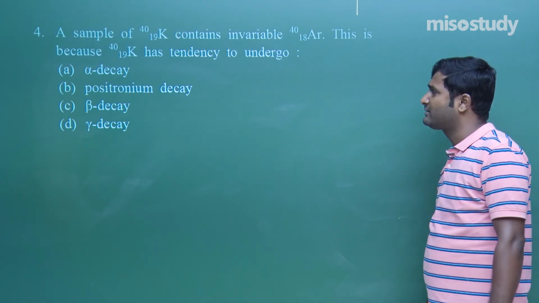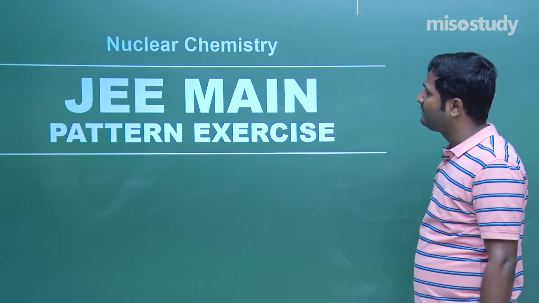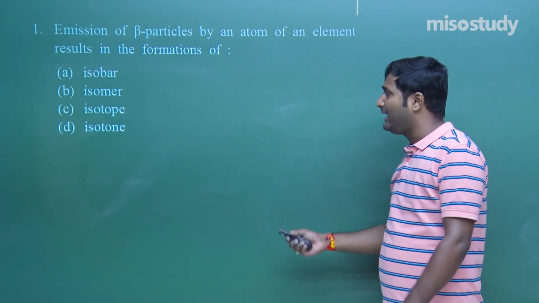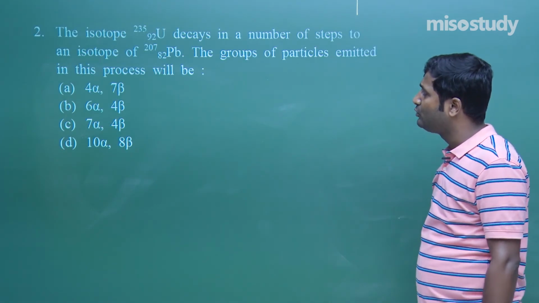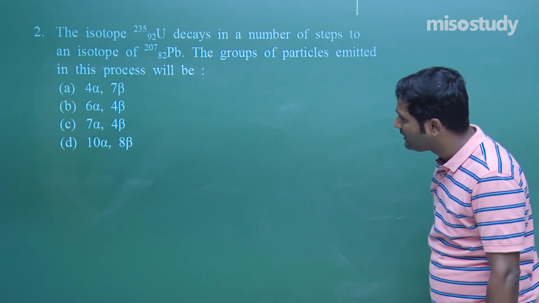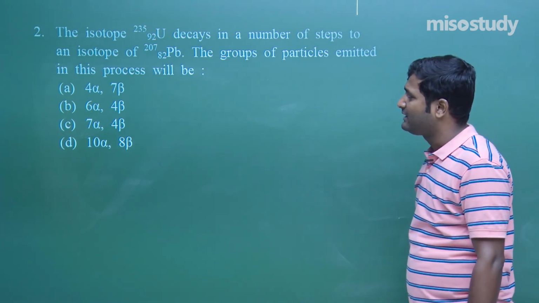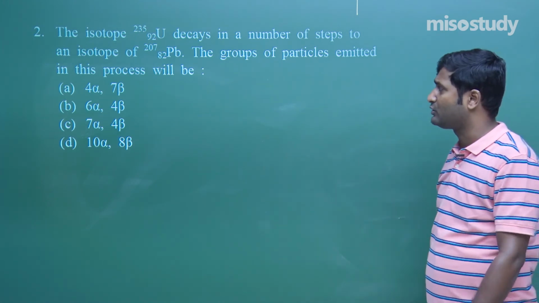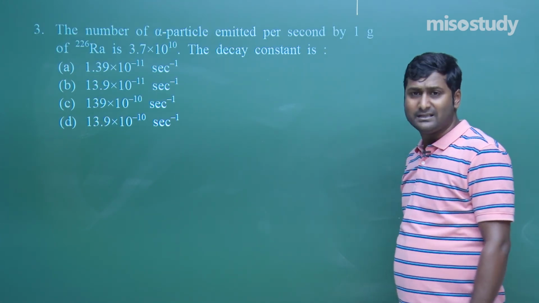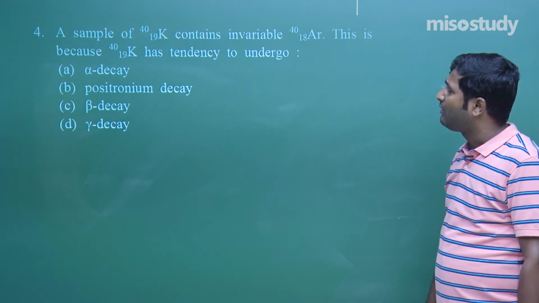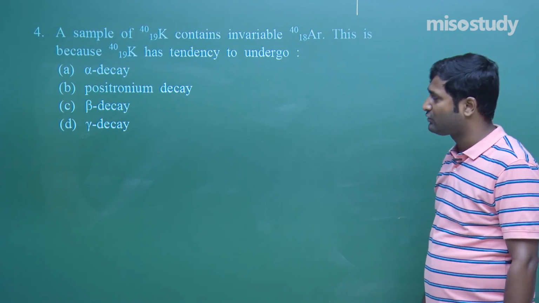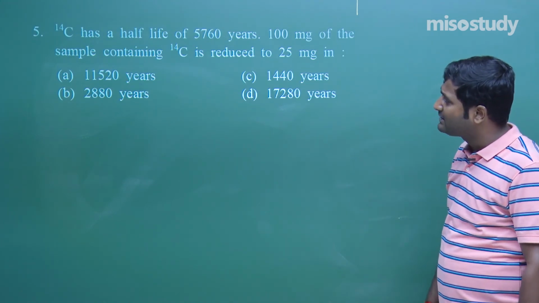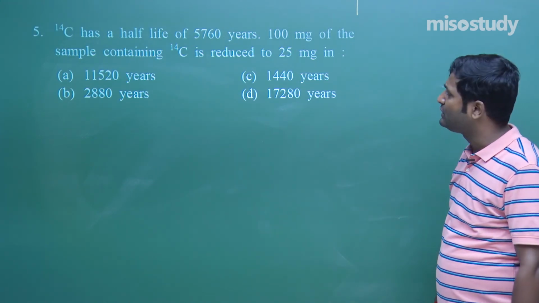Now review the things. For question number 1, what will be the answer? A is the correct option. For question number 2, what was the answer, friend? C. Yes, definitely, C, because I have given you a complete technique to solve this question. For question number 3, A is the correct option, my friend. For question number 4, that is positron decay, B is the correct option. For question number 5, A is the correct option, 11520 years.